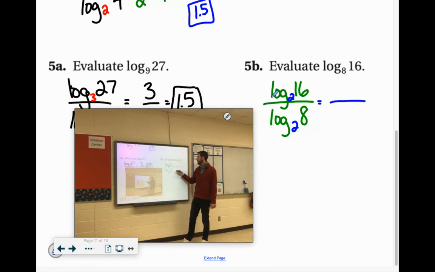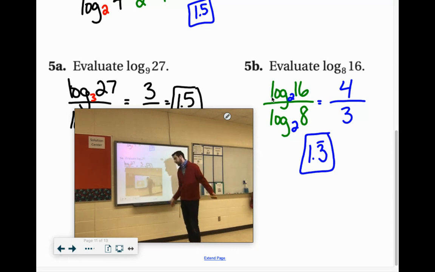So log 2 of 8 would equal 3. 2 times 2 times 2 times 2, 2 to the fourth power, is 16. So we'd have 4 over 3, which comes out to 1.3 repeating. Or you can leave it as 4 over 3.